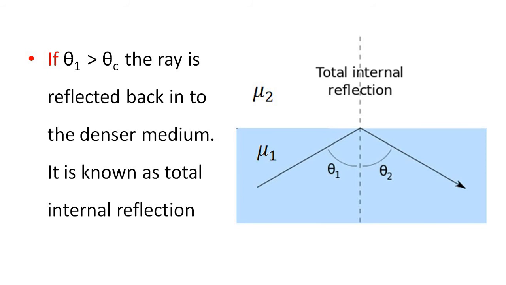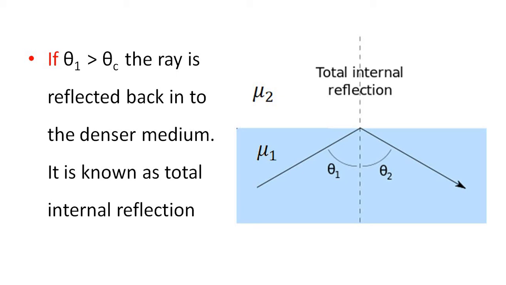If theta1 is greater than theta c, the ray is reflected back into the denser medium and the phenomenon is known as total internal reflection. In short, the angle of refraction theta2 is proportional to the angle of incidence theta1. As theta1 increases, theta2 also increases. At a particular angle of incidence called the critical angle, theta2 will be 90 degrees. Beyond that, if you increase theta1, the ray will be reflected back into the denser medium itself. That phenomenon is called total internal reflection.